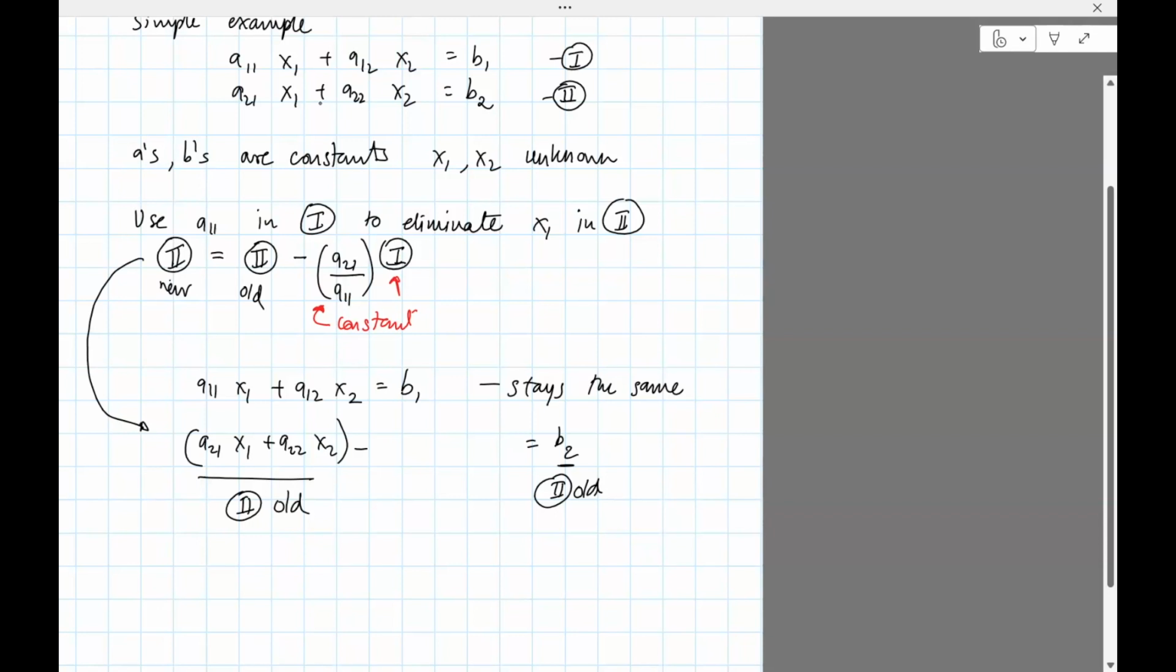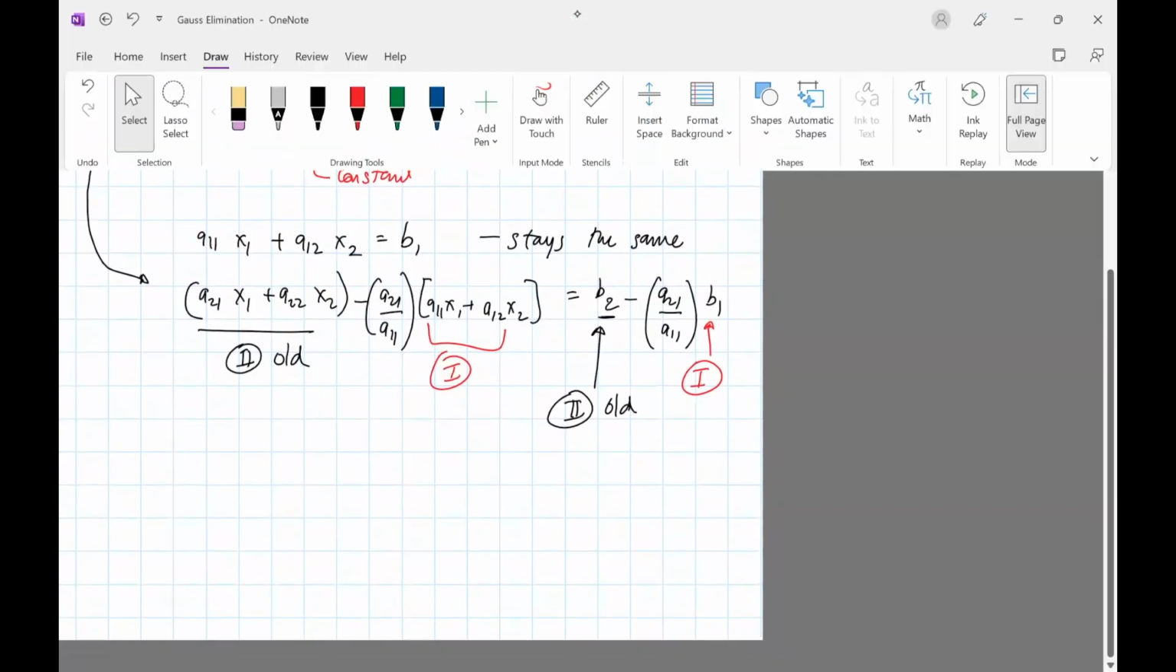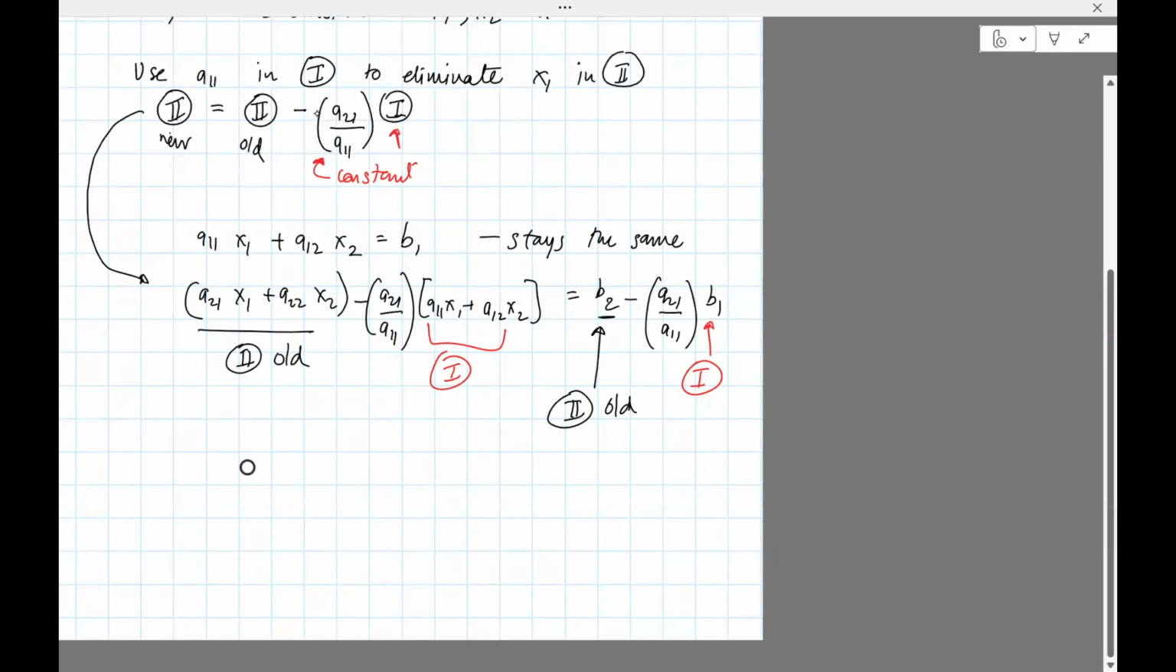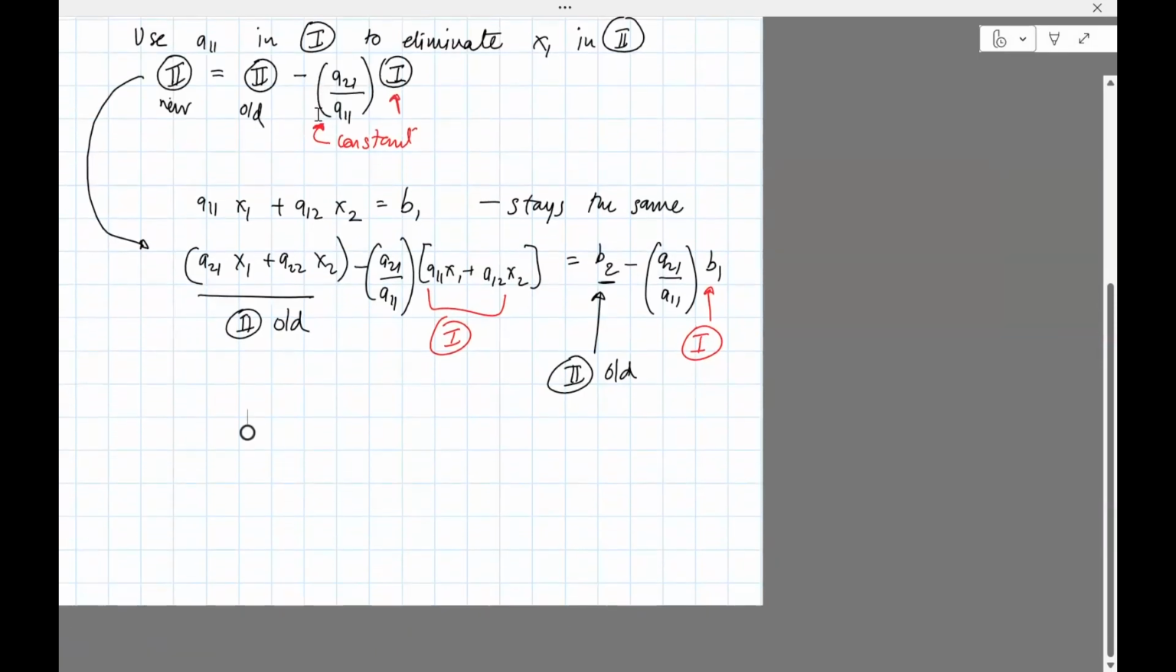Now I do this: a21 divided by a11, and then I write equation 1. I will never write it again. I just want to write it down so that you understand what's going on. We'll not do this ever again. We'll just directly write the answer, as you'll see, in the example problems I solved in class.